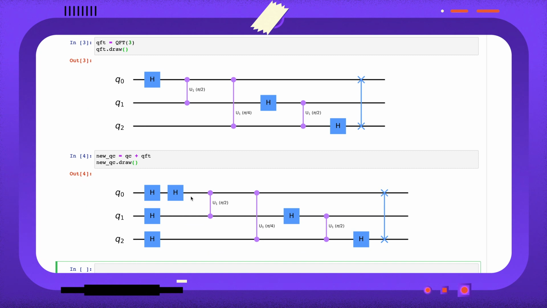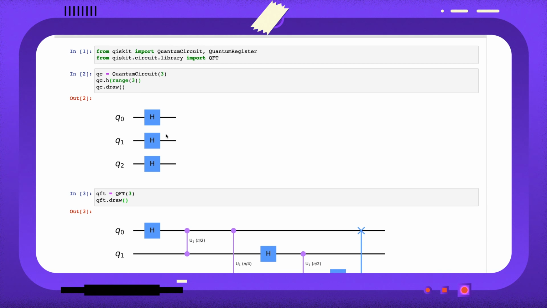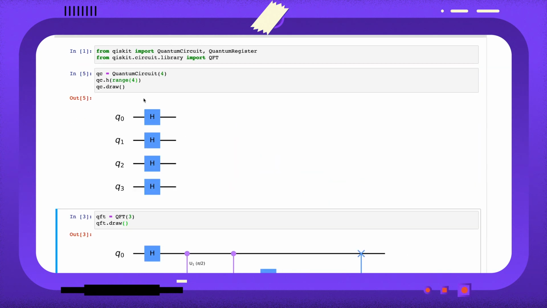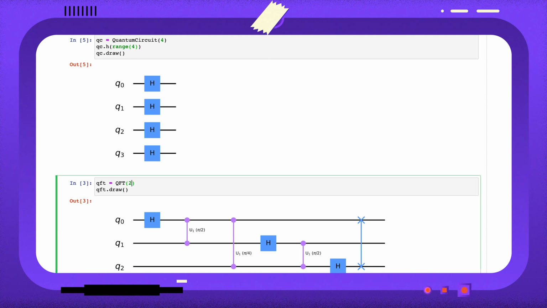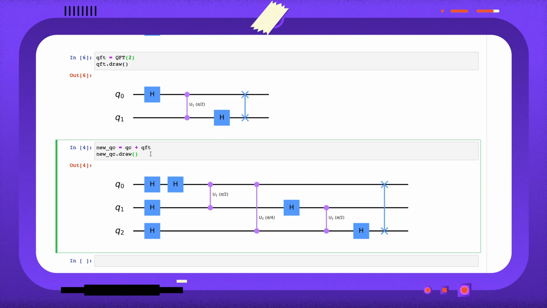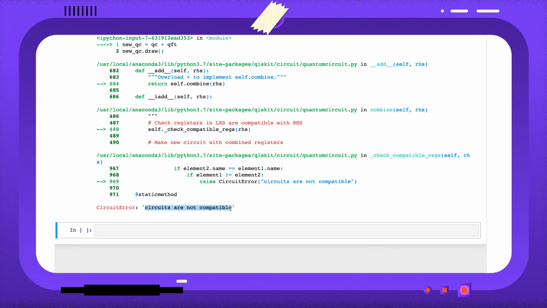This is quite intuitive, but what happens if we have circuits with a different number of qubits? Let's say I have a 4-qubit circuit and a 2-qubit circuit. We can't use the addition operator because the number of qubits are not the same, and Qiskit doesn't know how to link up the qubits.